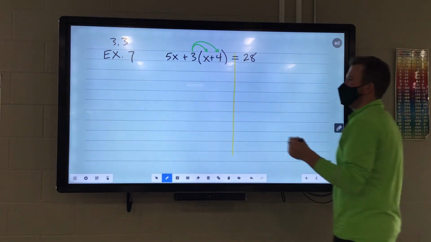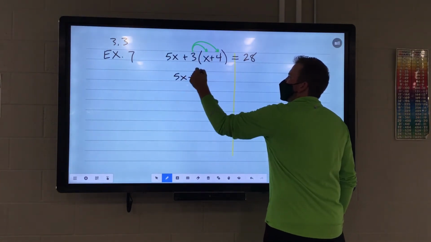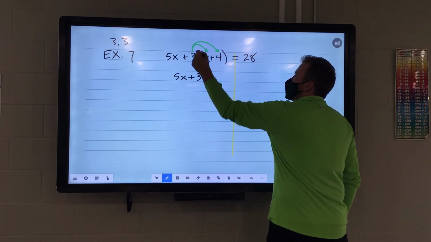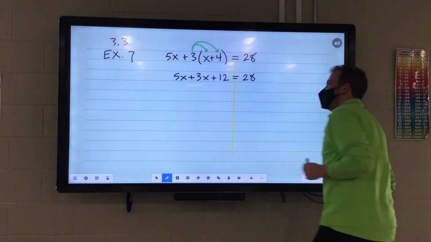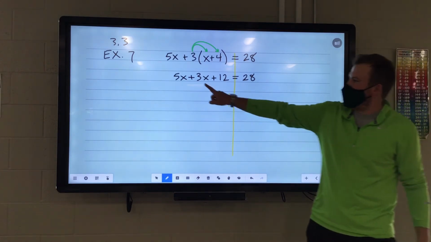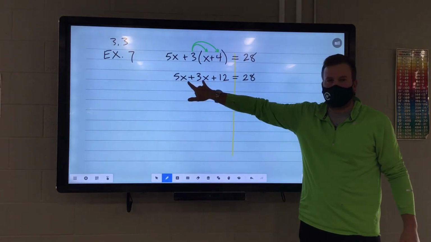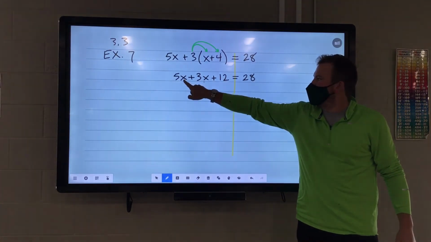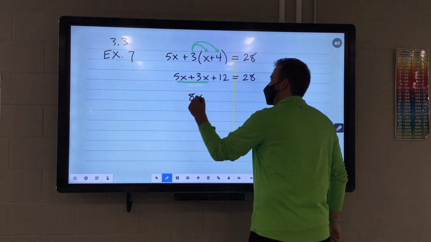So that leaves me with 5x plus 3 times x is 3x plus 3 times 4 is 12 is equal to 28. Just like the last example, when I have two terms on the same side of the equation that are like terms, we can combine those. 5x plus 3x gives me 8x.